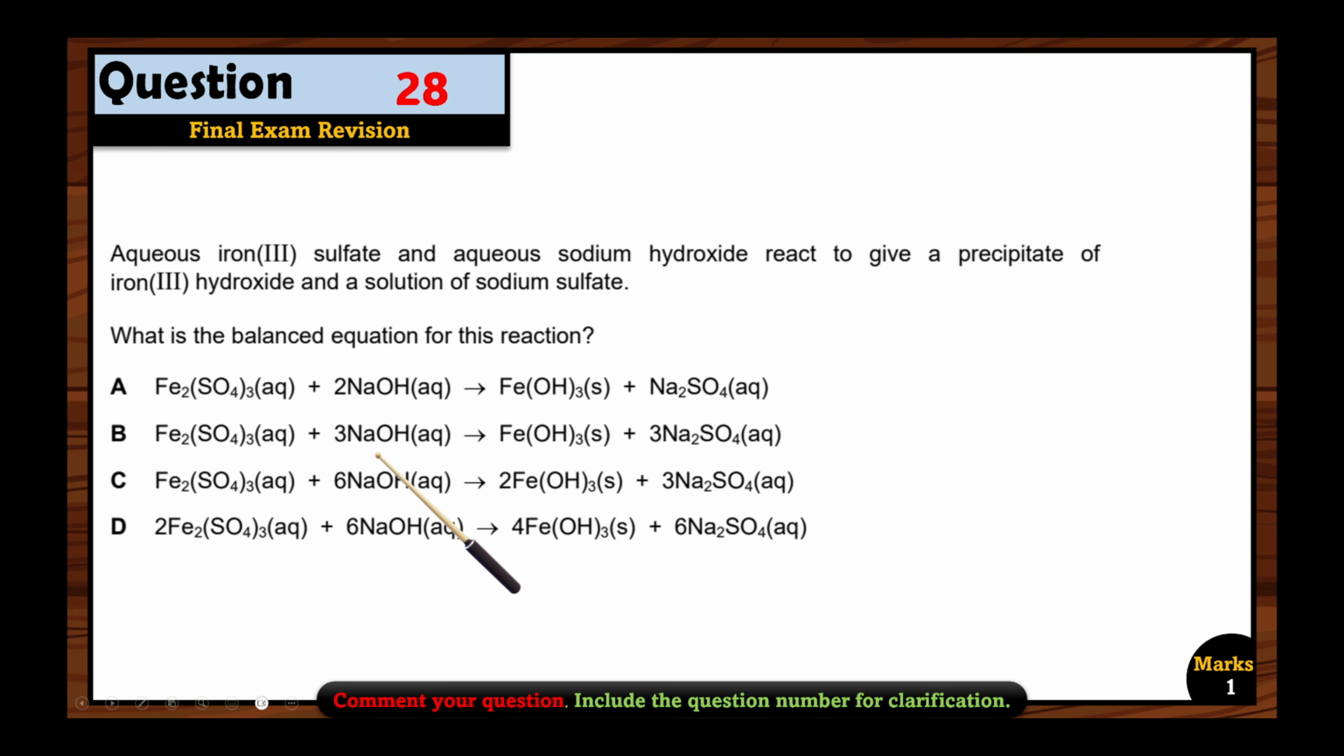Now we are left with OH. How many OH do we have? We have 6 OH, right? And also if you see here, this is 3 and 3 times 2 is 6. So we have a total of 6 OH. So option C is the right option.